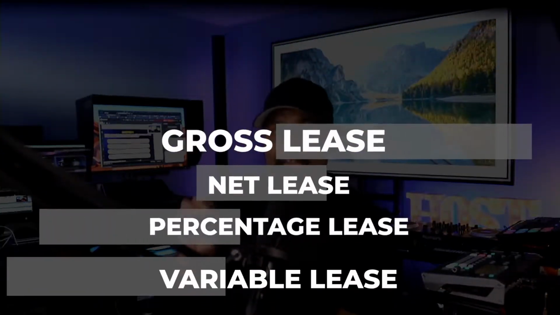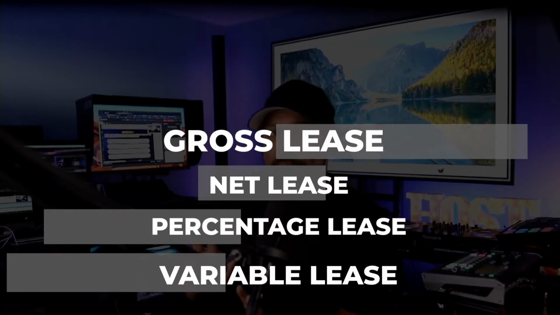All right, so that sums it up. So the 4 types of leases one more time are the gross lease, the net lease, the percentage lease, and a variable lease. Now that you know about the different types of leases, study the definitions for the exams because I'm guaranteeing that you're going to see these on the exam. They love to throw these on there.